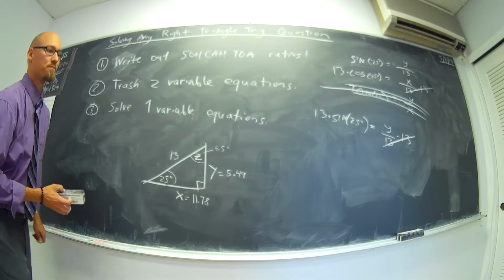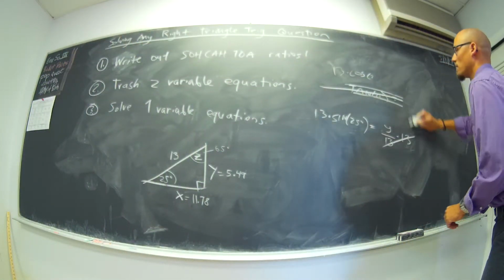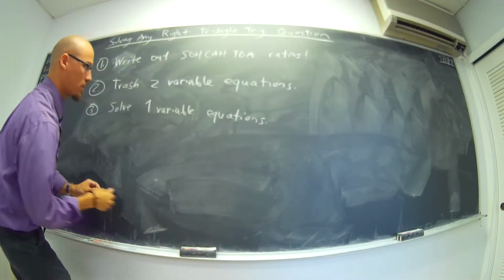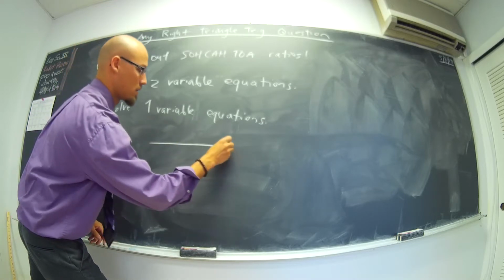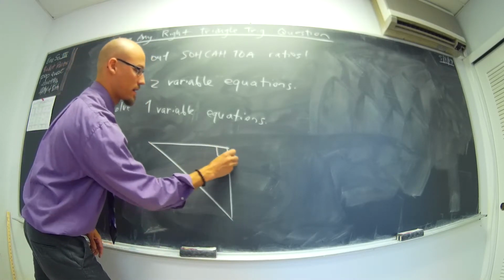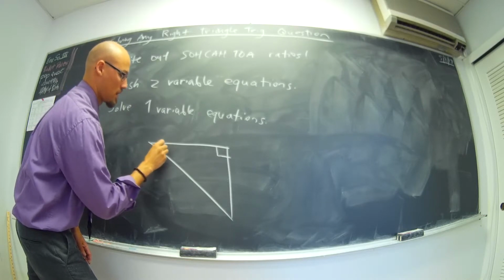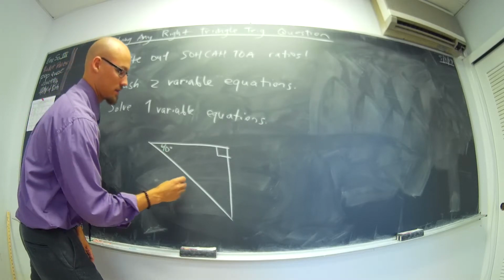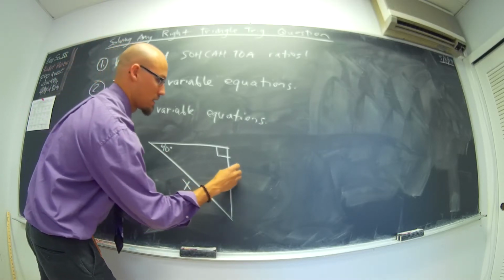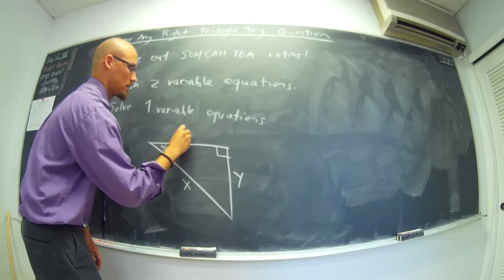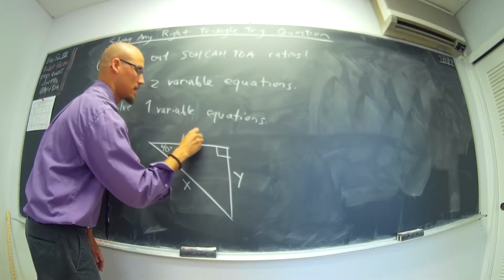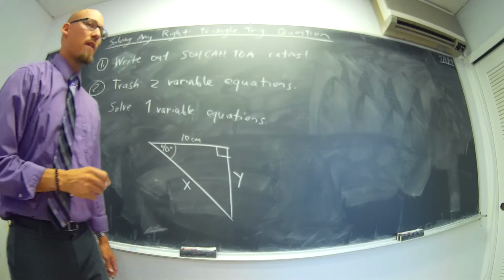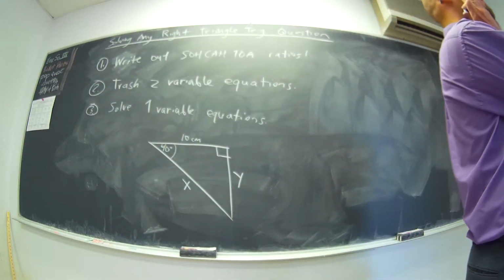Let's try another example. We'll say this is 40 degrees, and this is x. This is y, and this is let's say 10 centimeters. We have units. We have a right triangle trig problem. What should we do?